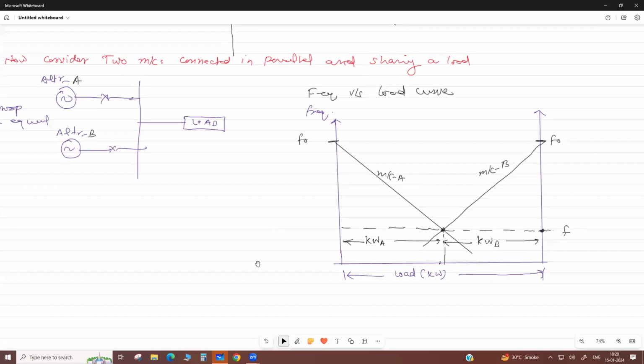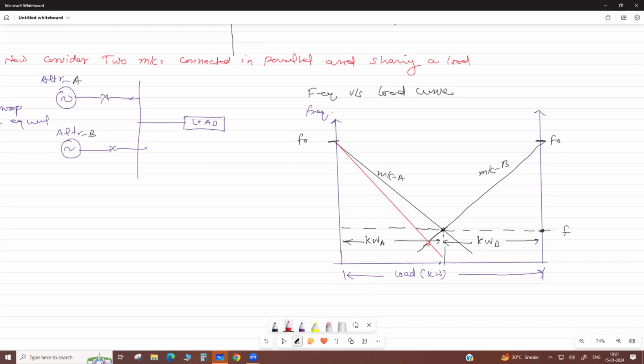Now see, if we increase the droop setting of A, this line slope characteristic goes down. Now this operating point is shifted here. They intersect each other here. See now this is the load curve of A. B is as it is, but curve A is down if we increase the droop setting of A.